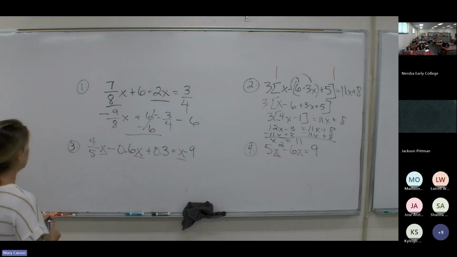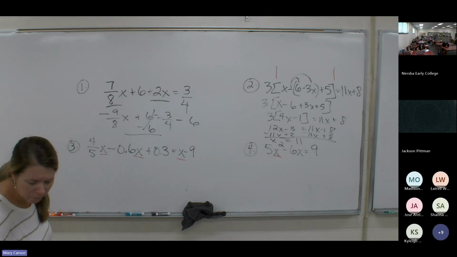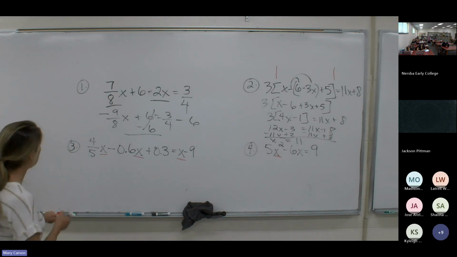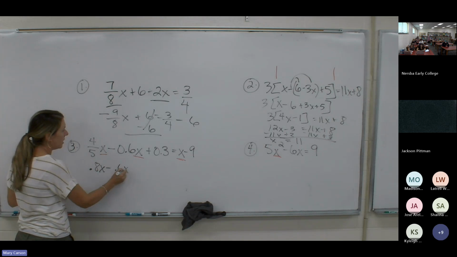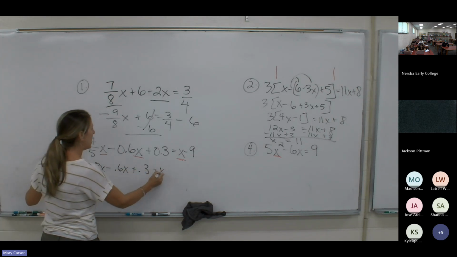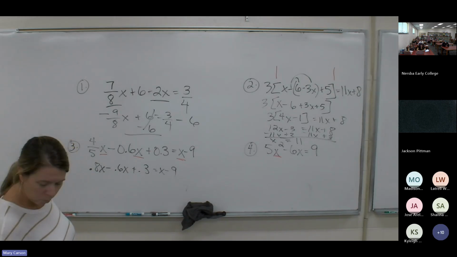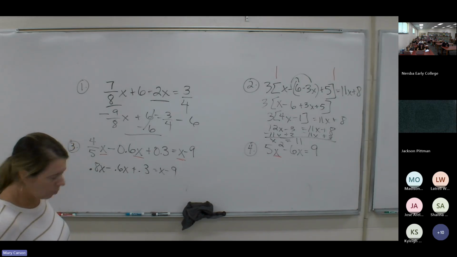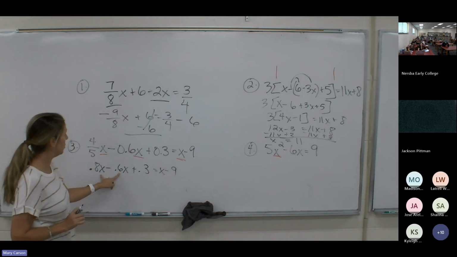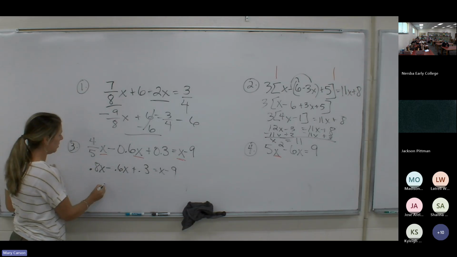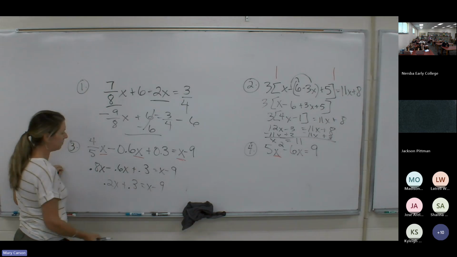Okay. All right, this one. If you wanted to make this easier, you could just go ahead and write this as a decimal. 4/5 is 0.8. So that might make it a little bit easier. 0.8x minus 0.6x plus 0.3 equals x minus 9. So we did the 4/5, changed it to 0.8. We can go ahead and subtract these two because this is where your x is. 0.8 minus 0.6 is going to be your 0.2. And then we've got plus 0.3 equals x minus 9.